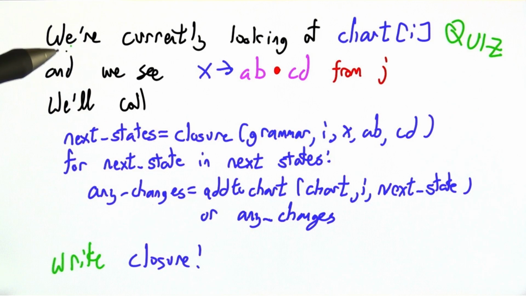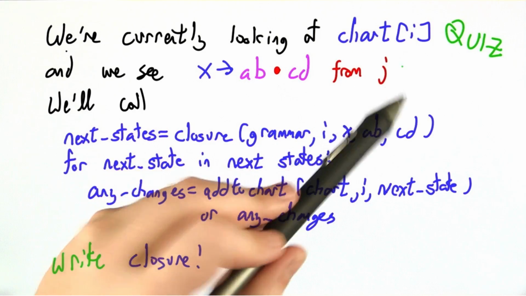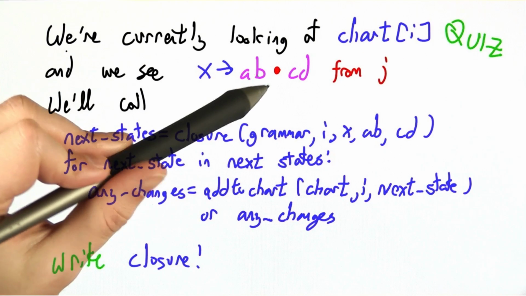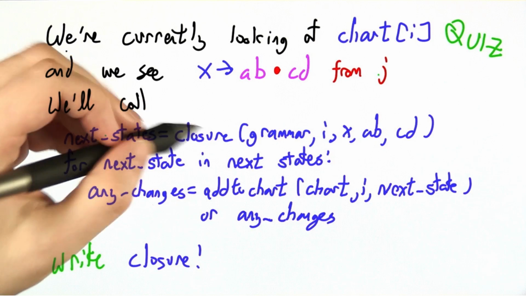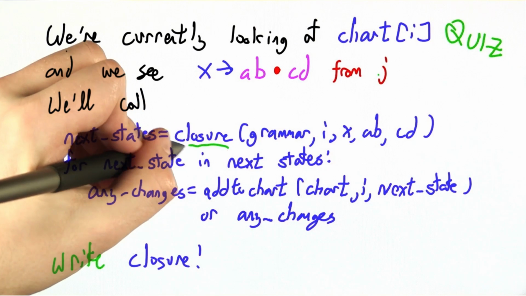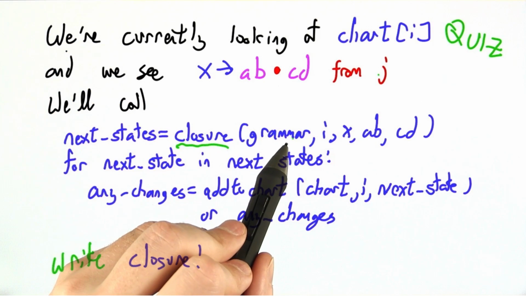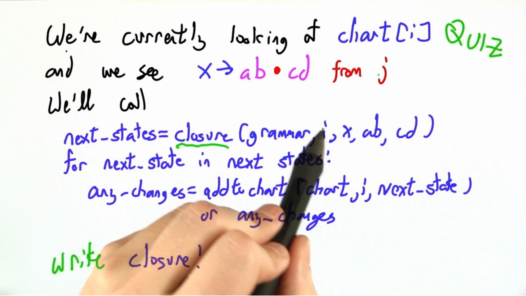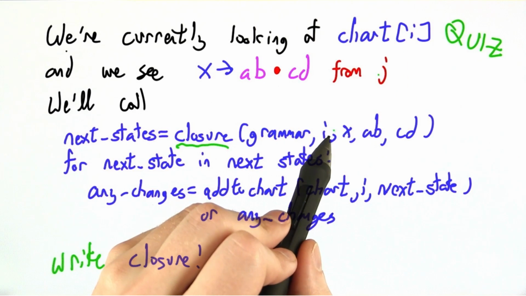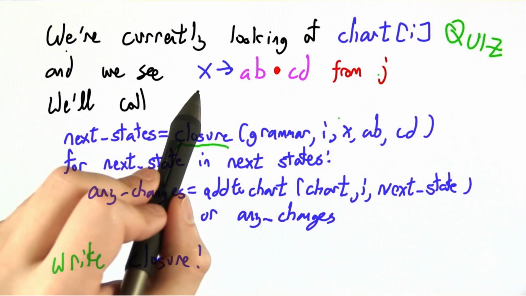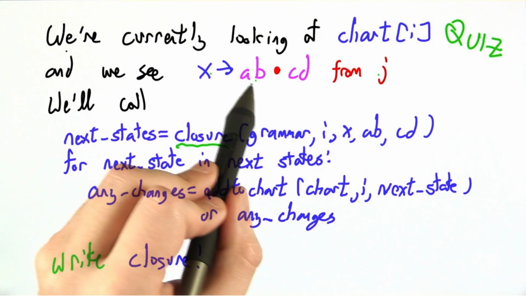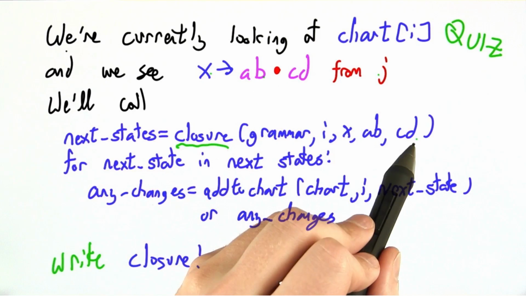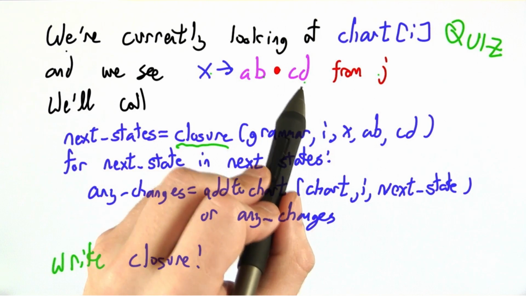So let's say we're deep in the middle of this. We're currently looking at chart sub I, and we see x goes to ab.cd from j. We're going to write the following code in our parser. We're going to call a special function called closure and pass it the grammar, just as we described before. I, which is going to be a number, that's the chart state we're looking at. X, that's going to be a single non-terminal. AB, that's going to be this list here, could be empty, could have many things. And CD, that's this list here, could be empty, could have many things.